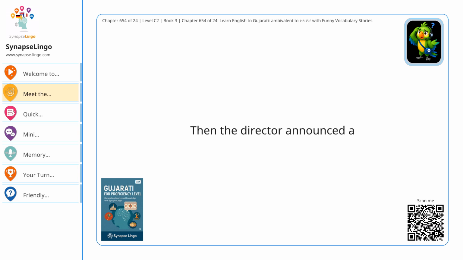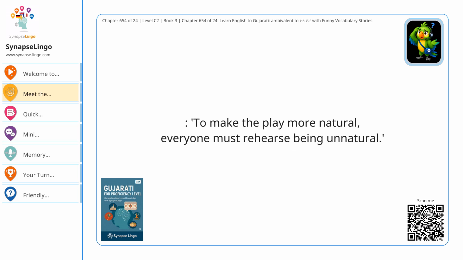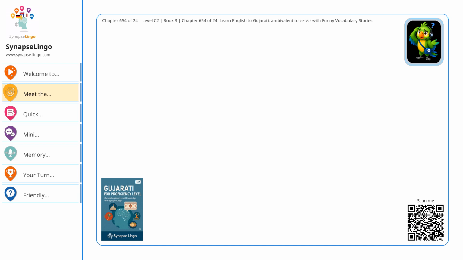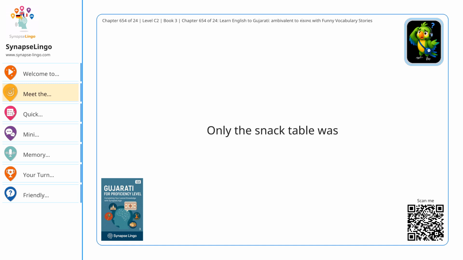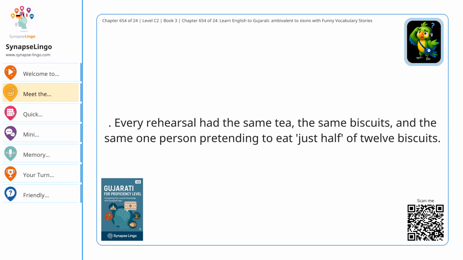Then the director announced a विरोधाभास: to make the play more natural, everyone must rehearse being unnatural. Thank you, director. Very helpful. The actors received विरोधाभासी instructions. Be louder, but also softer. Move faster, but with slower energy. Even the goat looked offended. Only the snack table was सुसंगत, every rehearsal had the same tea, the same biscuits, and the same one person pretending to eat just half of 12 biscuits.